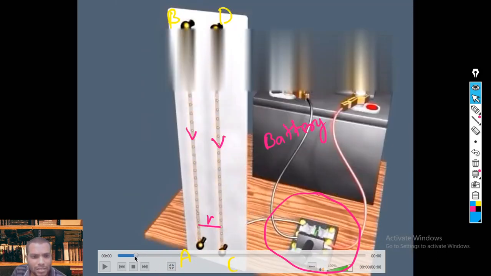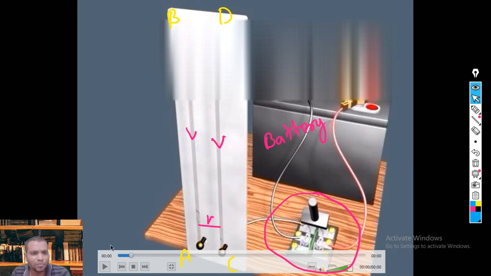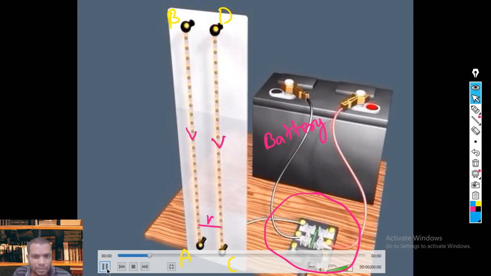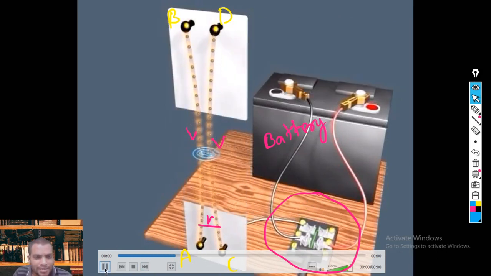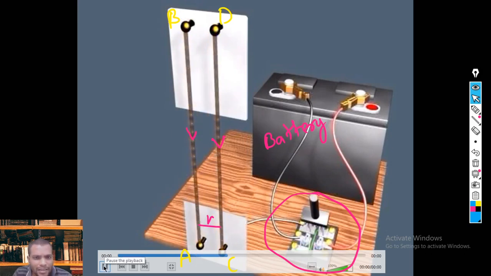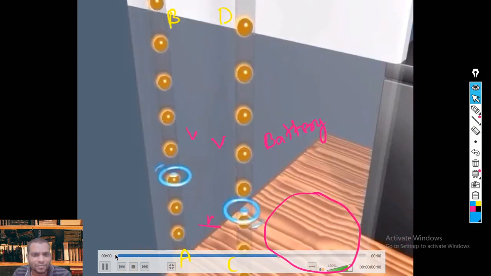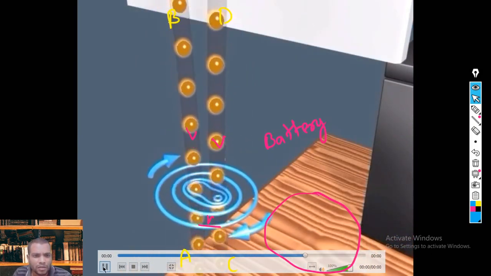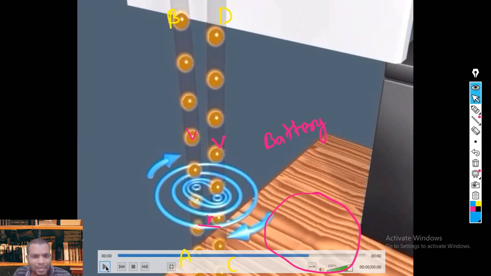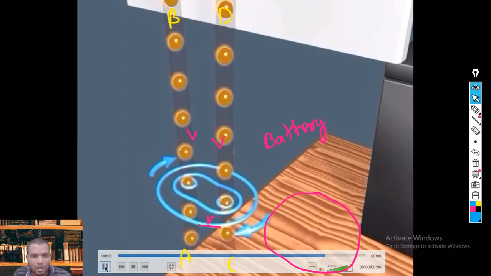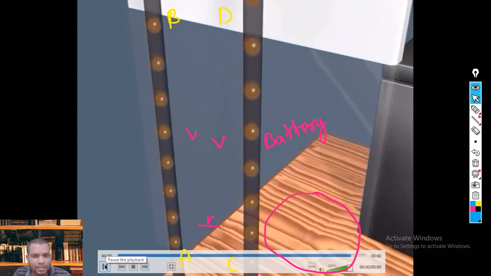So let us try to derive the force expression. Before that, let me play it one more time. When currents are parallel between two conducting wires, the two conducting wires will attract each other. That is because of the total magnetic force that causes the two conducting wires to come close to each other.